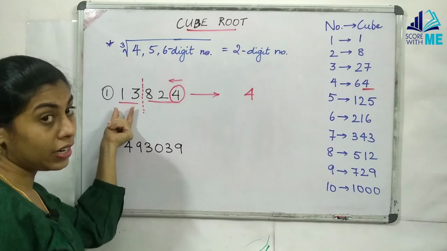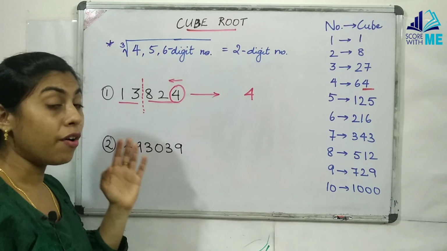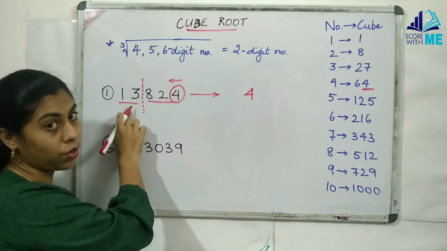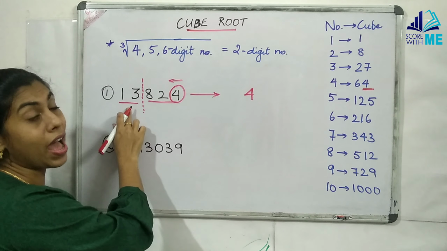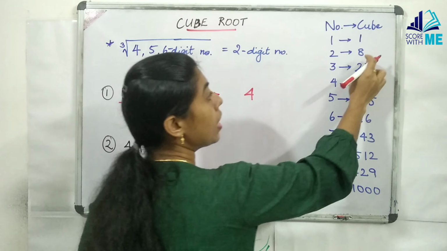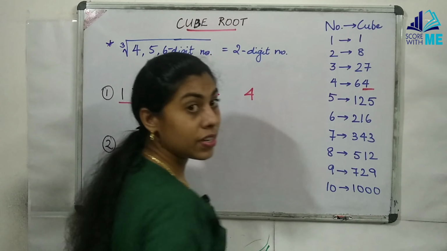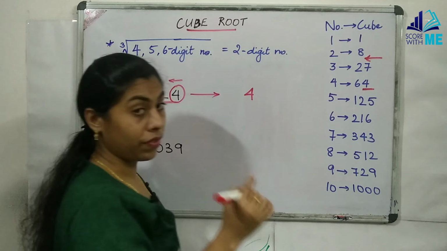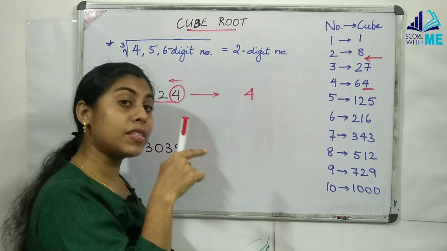Next, coming here, 13824. Here we have got 13. We must be remembering, what should we do? We should see which number has the nearest cube to 13. So 13 comes between 8 and 27. 13 lies between 8 and 27. We are going to take the smaller number.